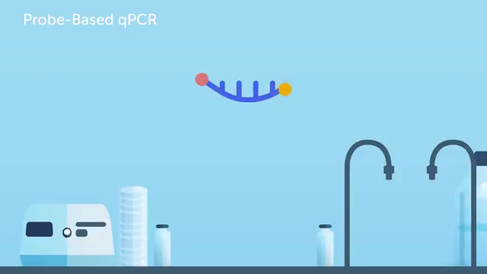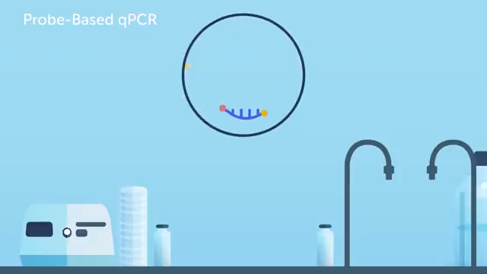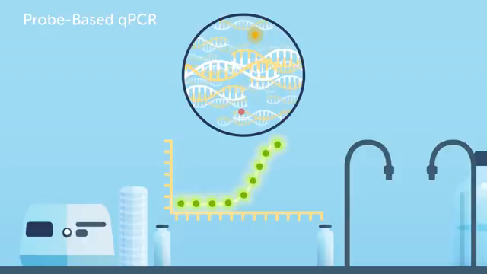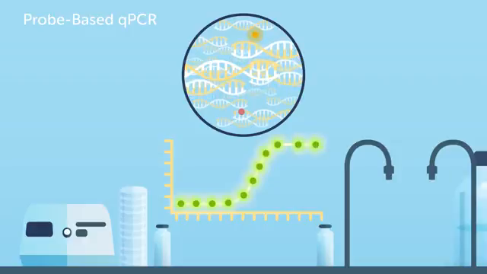With hydrolysis probe chemistry, the probe is labeled with both a fluorescent reporter and a quencher molecule. In a reaction well prior to thermal cycling, the reporter and quencher are close to each other, leading to quenching of the fluorescent signal. But during the amplification reaction, the probe binds to template and gets degraded by Taq polymerase. Once the probe is degraded, the reporter and quencher molecules are no longer held in close proximity, and the fluorescent signal can now be detected. The amount of fluorescence generated is proportional to the amount of qPCR products produced.